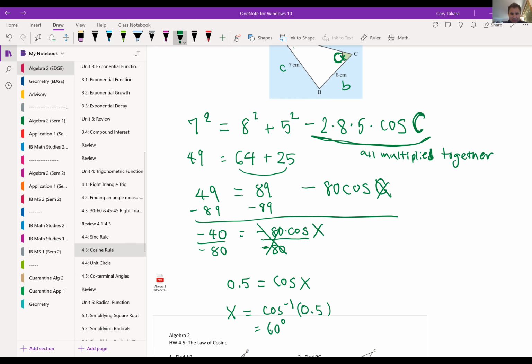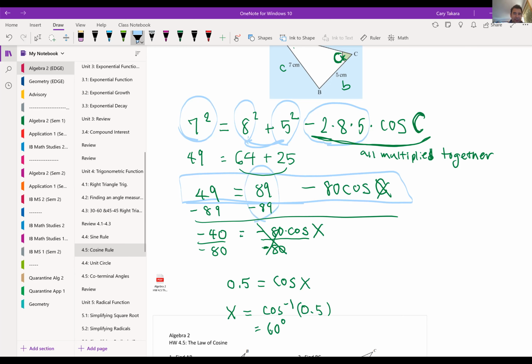That's a lot of work, but I hope you were able to follow the steps here. I definitely figured it out: 7 squared, 8 squared, and 5 squared. I multiplied 2 times 8 times 5. I did that first. Okay, and then you get this. And I just added 8 squared and 5 squared together. That's 89. Subtracted 89. Divided by negative 80 on both sides. Then took the inverse. Okay. Very good. Excellent.